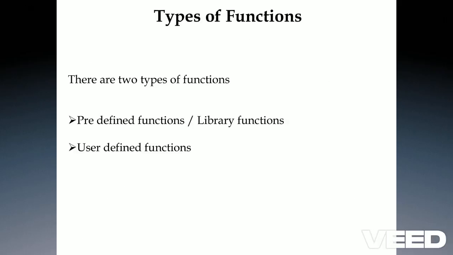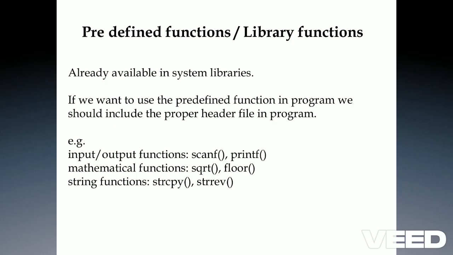Now we are going to see the types of functions. There are two types of functions: predefined functions or library functions, and user-defined functions. Predefined functions are those that are already available in system libraries. For example, if you want to use the basic input and output functions, that is scanf and printf, we have to include stdio.h, the standard input output header file. For mathematical operations, we can use math.h. And for handling string operations, we can use the string.h header file.